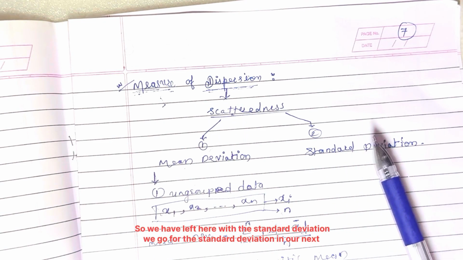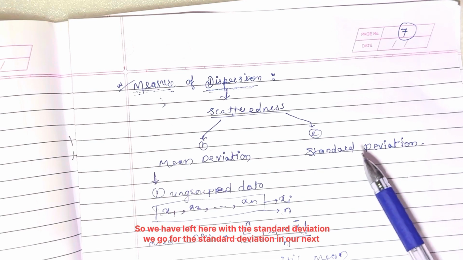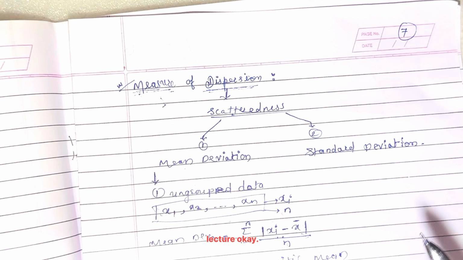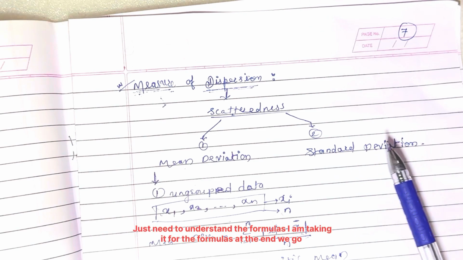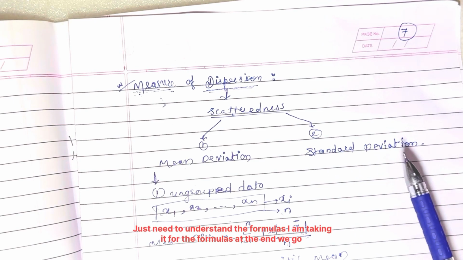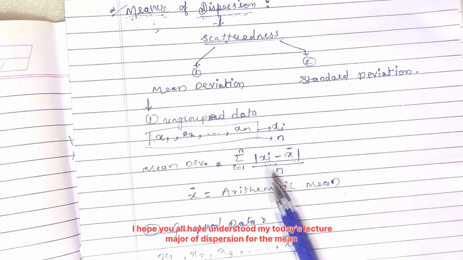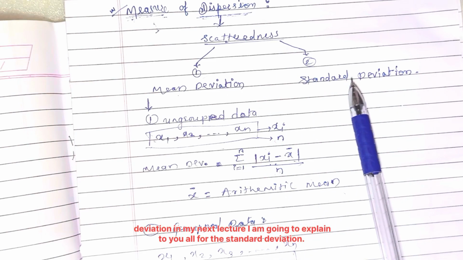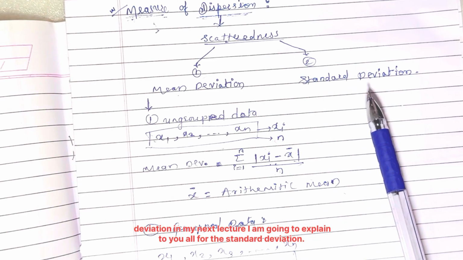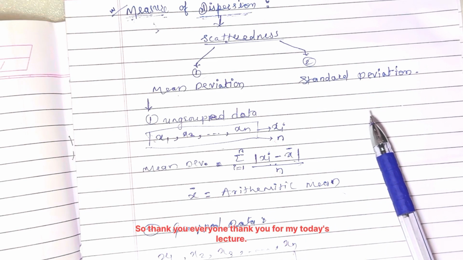We are left with the standard deviation, and we will go for it in our next lecture. We just need to understand the formulas first, and at the end we will go through some examples. I hope you all have understood today's lecture on the measure of dispersion for the mean deviation. In my next lecture I will explain the standard deviation. So thank you everyone for today's lecture.